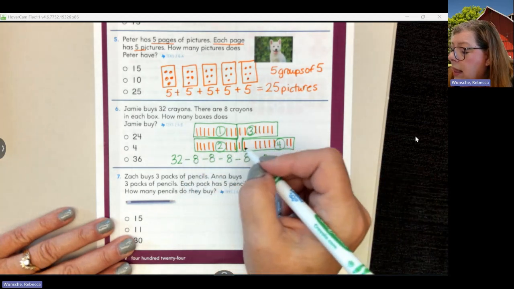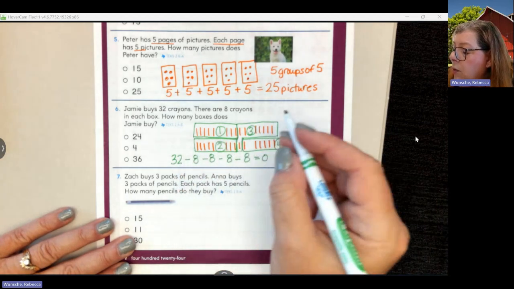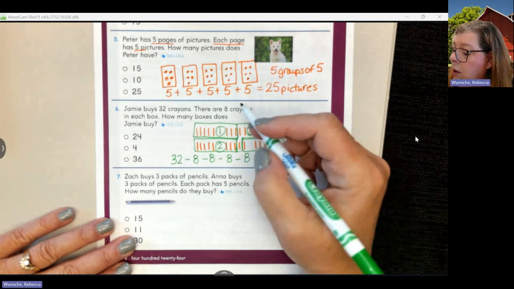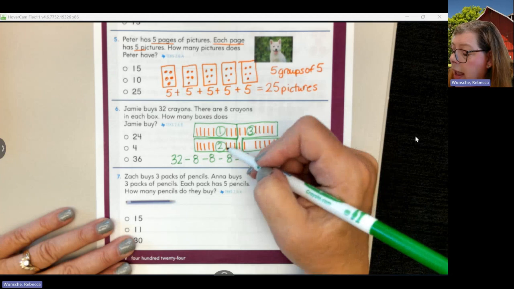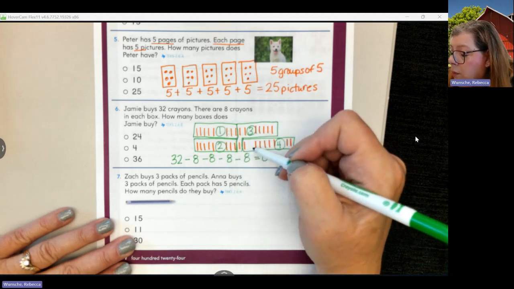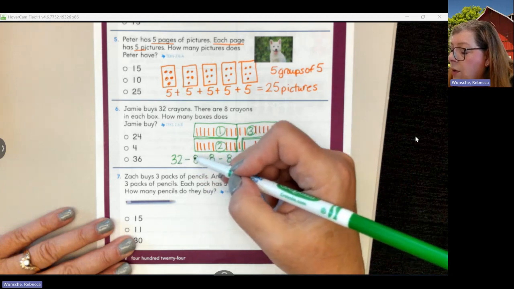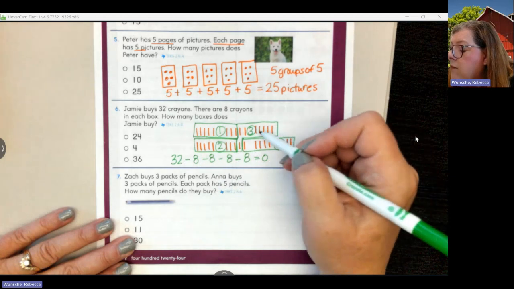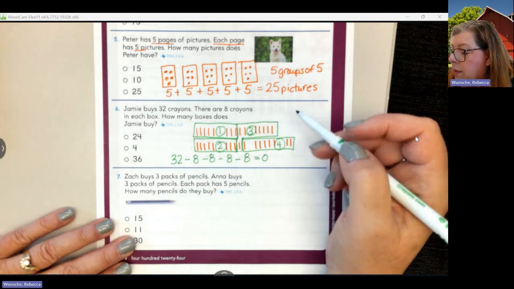So this is 32 divided into groups of 8 gives me 4 equal groups. If I take 32 and I divide it into groups of 8, I would have 4 equal groups.